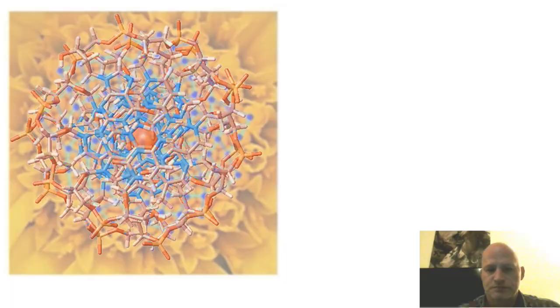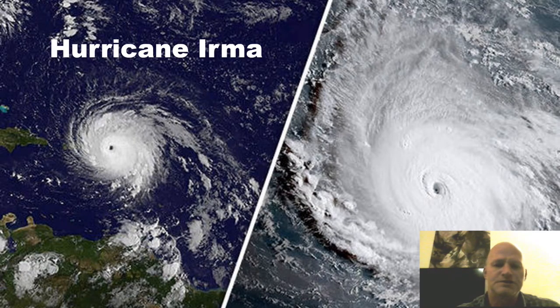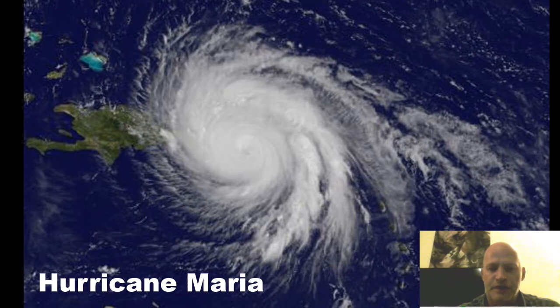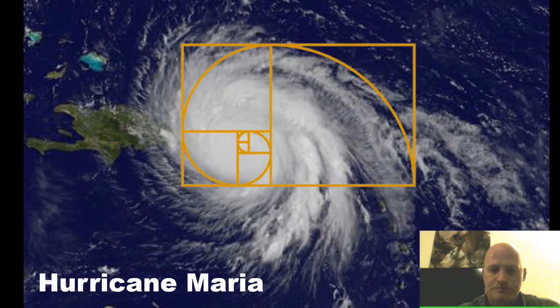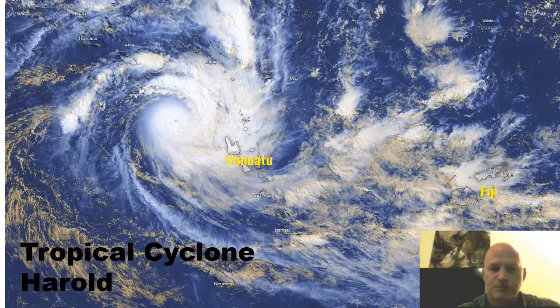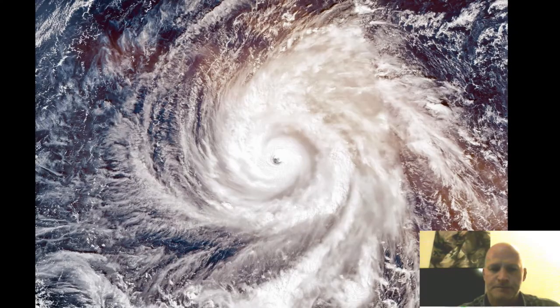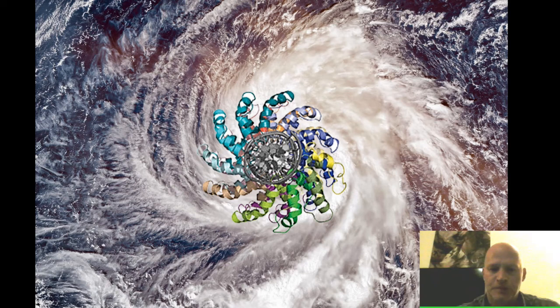This is Hurricane Irma. Can you see the Fibonacci spiral? This is Hurricane Maria. Tropical Cyclone Harold and the Fibonacci spiral. That is the eye of a storm. Can you see the resemblance?